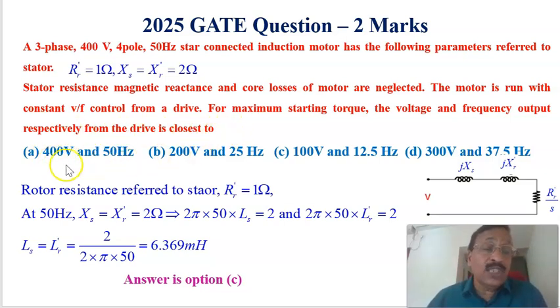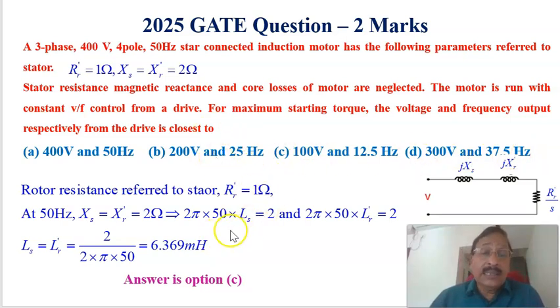The options are: 400 volts and 50 Hz, that is voltage 400 volts and the frequency 50 Hz. Second option is 200 volts and 25 Hz. Third option is 100 volts and 12.5 Hz. And option D is 300 volts and 37.5 Hz.